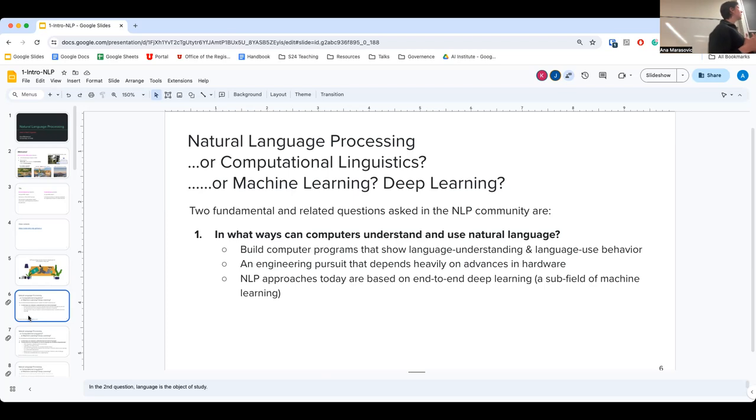First question is, in what ways can computers understand and use natural language? And we approach this question by designing and implementing computer programs that show language understanding and language use behavior, such as machine translation that we design to behave in a way that a professional translator does. And this is largely an engineering pursuit that depends heavily also on advances in hardware. You might have heard that once graphical processing units became useful for deep learning, that's when the revolution in deep learning and these applications of deep learning, such as NLP, appeared.